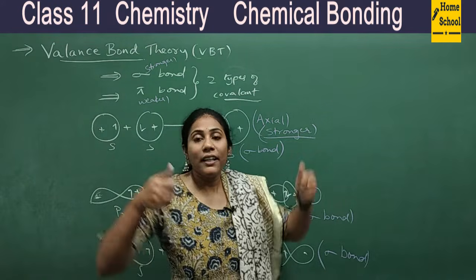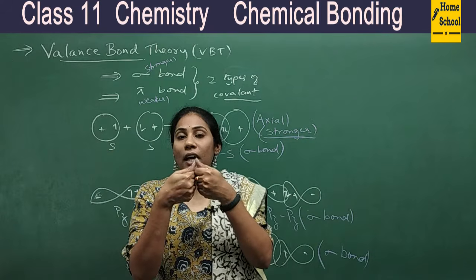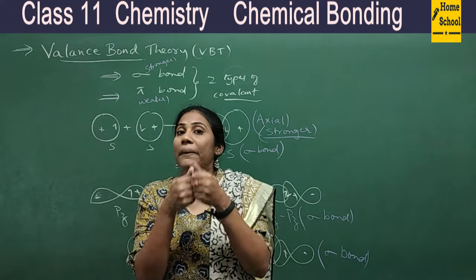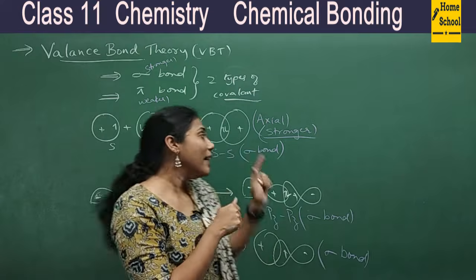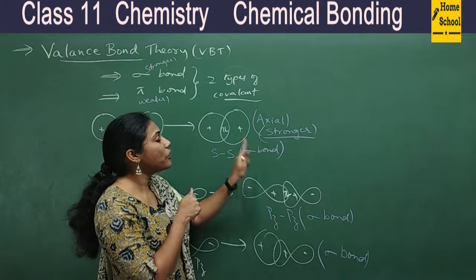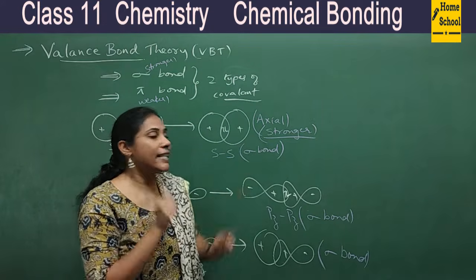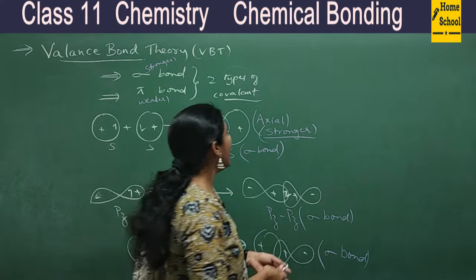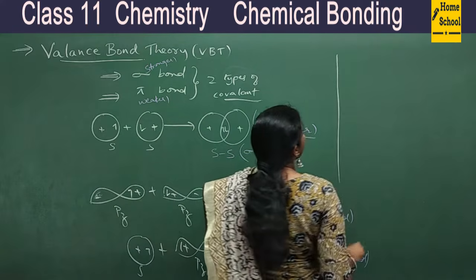So just like that, head-on hitting of orbitals, axial overlapping, is always the strongest overlap, and that leads to the formation of a strong covalent bond, which we call a sigma bond. Okay, now the situation of pi bond.